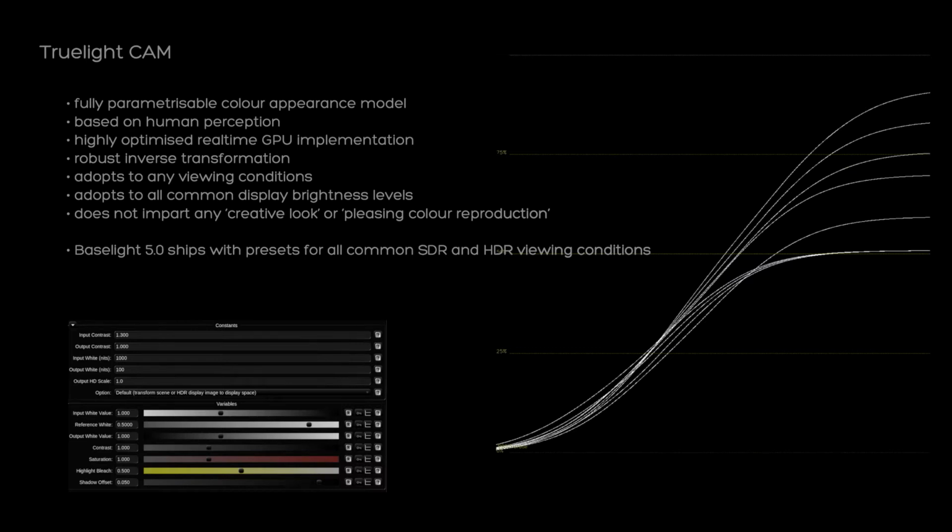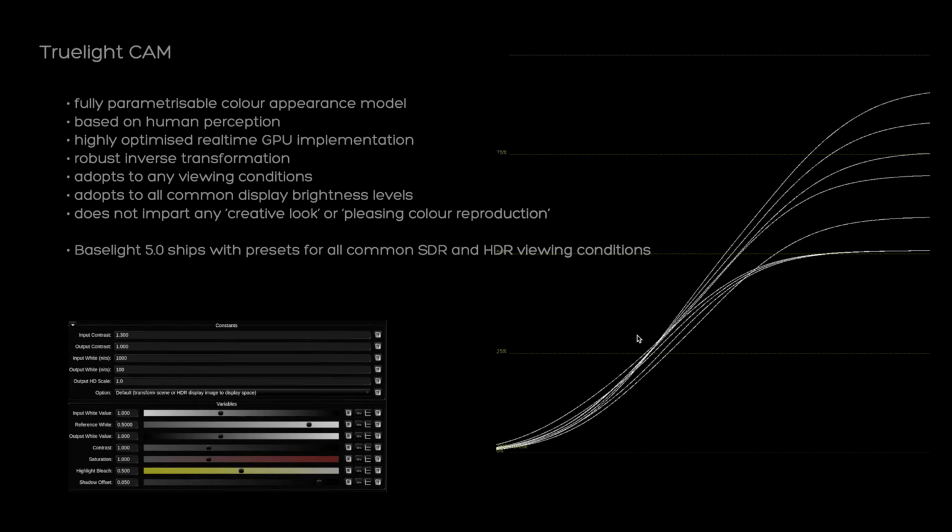In the first release of Baselight, we ship with presets for all common SDR and HDR viewing conditions, so there is no need to dial in some numbers. In fact, in the first release of version 5, the UI to tweak the parameters will not be shipped, but will be shipped in a subsequent release down the line, allowing the user to tweak the parameter for certain viewing conditions.